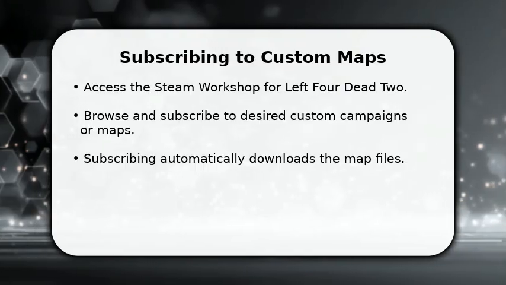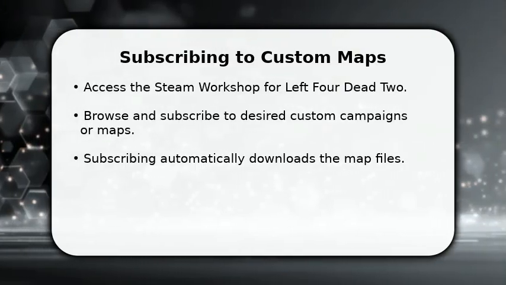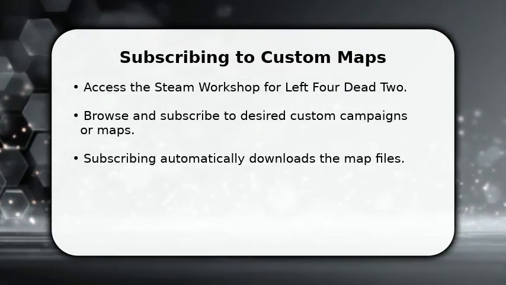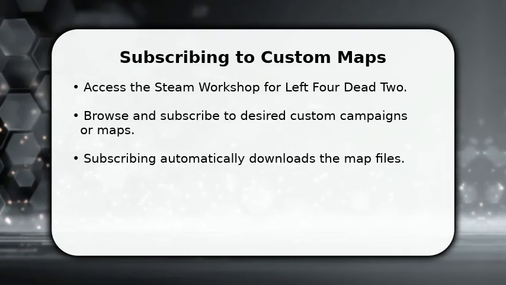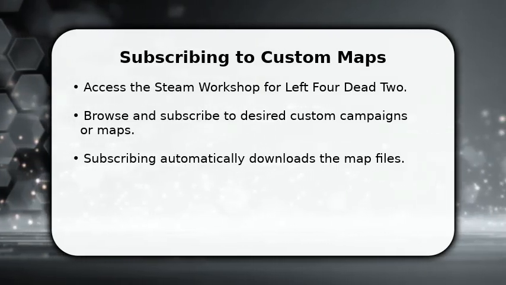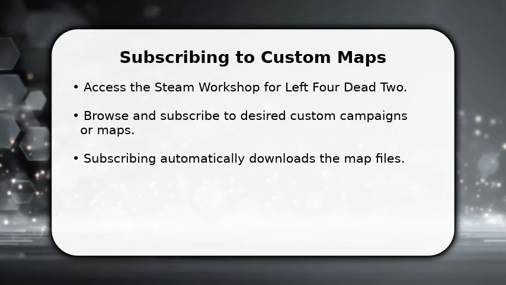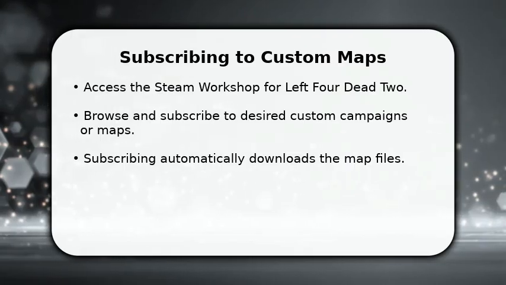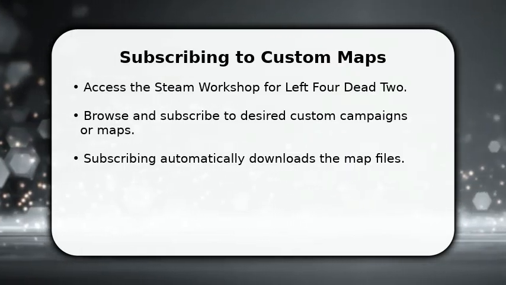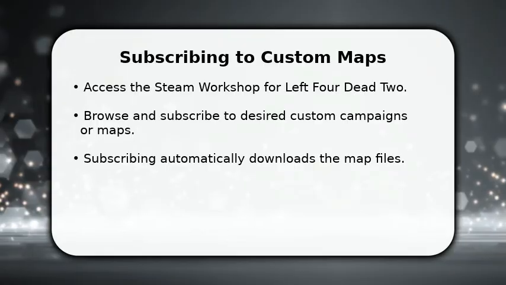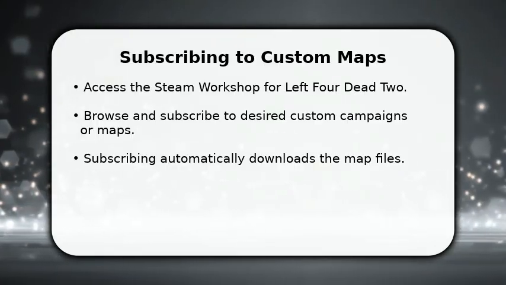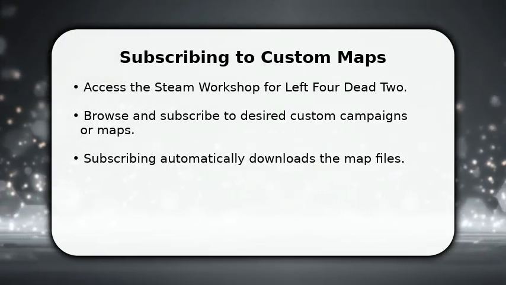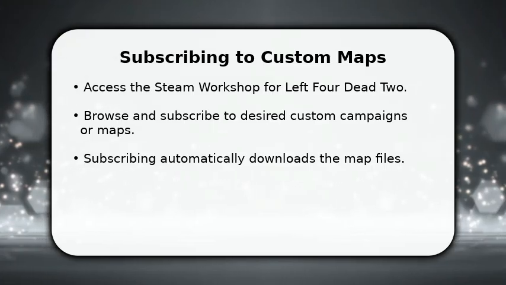In this video, I will explain how to play custom maps on Left 4 Dead 2 multiplayer. First, open your Steam client and navigate to the Left 4 Dead 2 Community Hub. From there, click on the Workshop tab. You can browse thousands of custom campaigns and maps created by the community. Simply click the Subscribe button on any map you wish to play. This action automatically downloads the necessary files to your game, usually within a few moments.